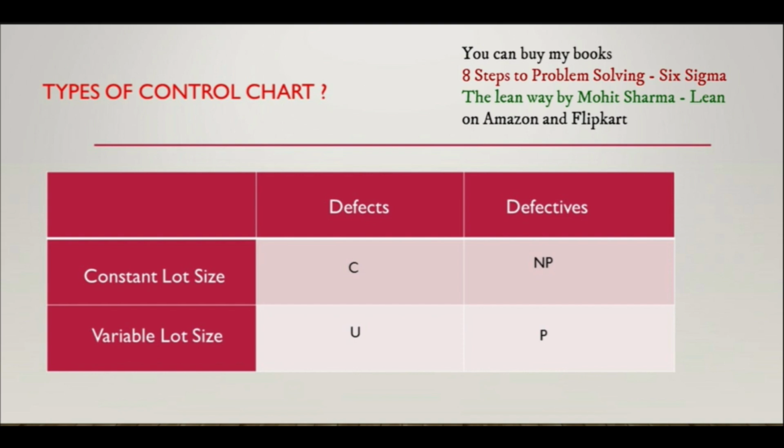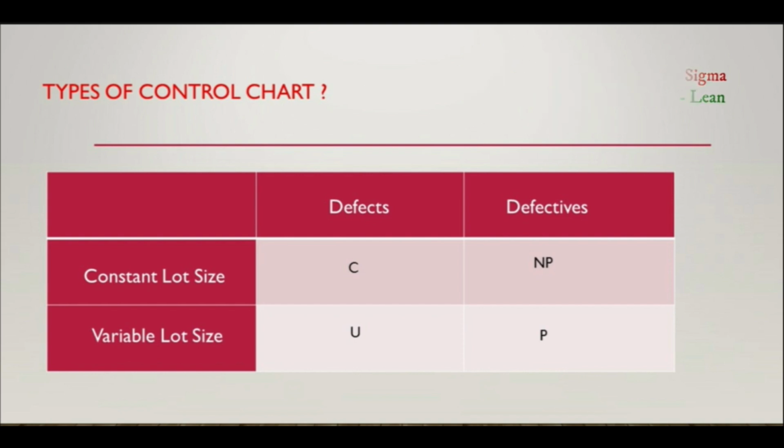The constant lot size is when the customer has said, no matter how many transactions you process in 1 month, I will check 50 transactions only. Whether you process 1000 transactions, they'll check 50. You process 1100, they'll check 50 transactions. So this is constant lot size.